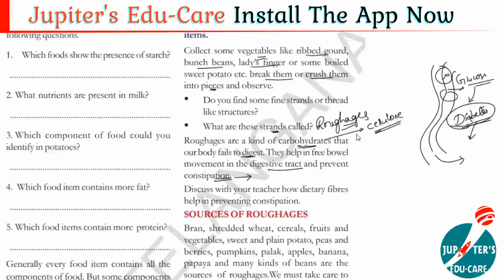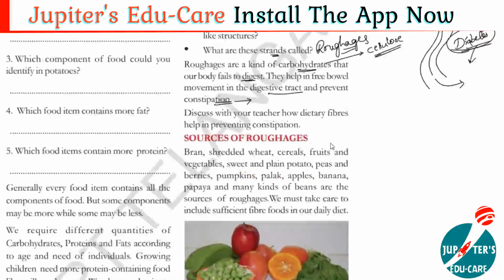Then where are these roughages present? From where will we get them? See, these roughages are mostly found in bran, shredded wheat, cereals, fruits and vegetables, sweet and plain potato, peas and berries, pumpkins, palak, apple, banana, papaya and many kinds of beans. What is meant by source? From where we will get these roughages. Okay, from all these kinds of vegetables we will get these roughages. So that's why all these vegetables are the source of roughages.